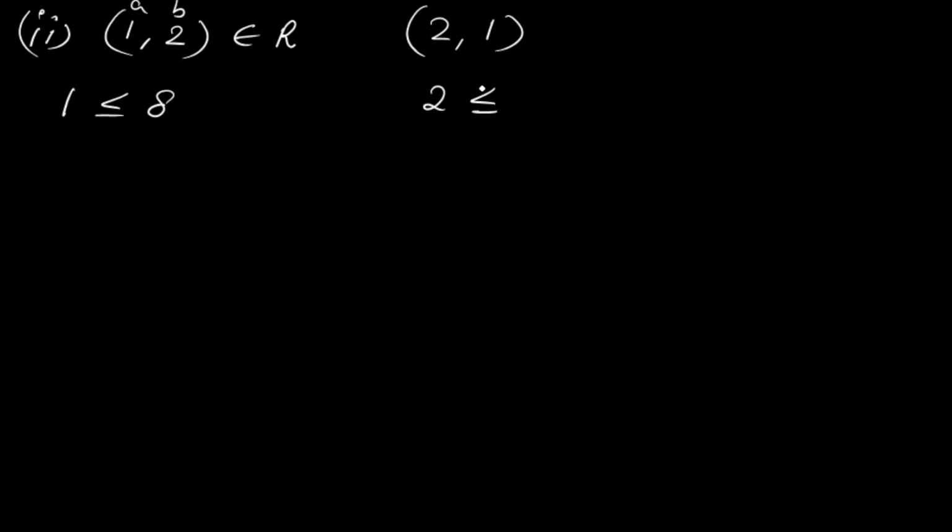Now symmetric. Even if you take natural numbers, I think you can easily prove that this is not symmetric. If we take 1 comma 2, we know it belongs to R, because 1 is less than or equal to 8, since we have to take B's cube. 2's cube is 8. So 2 comma 1, if we check, 2 is not less than or equal to 1, since 1 cube is 1. So 2 is greater than 1, which means 2 comma 1 doesn't belong to relation R. Therefore R is not symmetric.